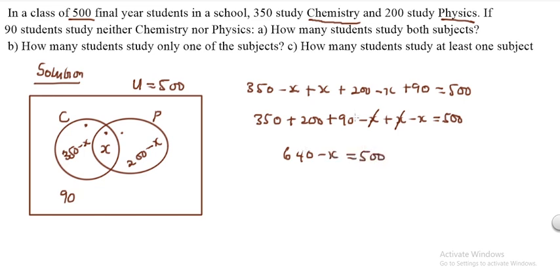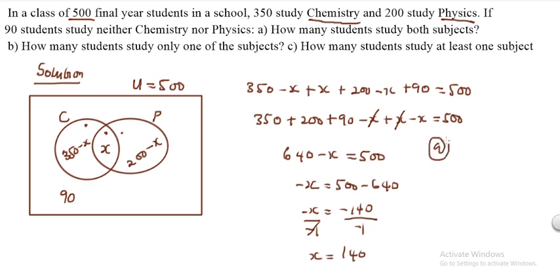If I move 640 to the other side, it becomes minus x is equal to 500 minus 640. So from here, I have minus x is equal to 500 minus 640 is minus 140. So if I divide both sides by minus 1, I get my x as equal to 140. So that tells us that the number of students that study both subjects is 140 people. Now, remember, the first question we are meant to solve is the number of people that study both subjects. So I would say A here. So therefore, I already solved it here, which is 140. 140 students study both subjects.